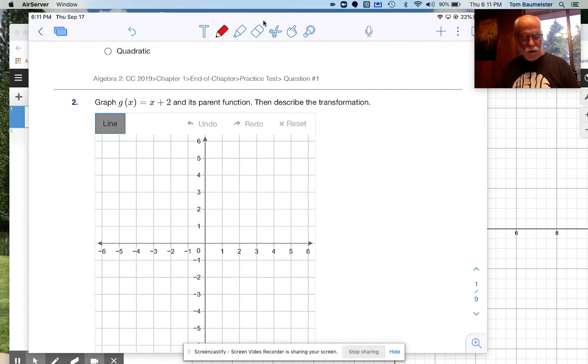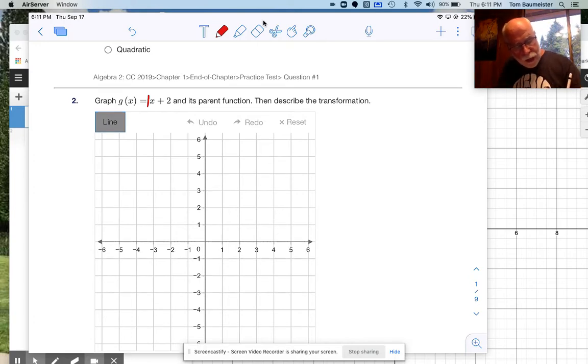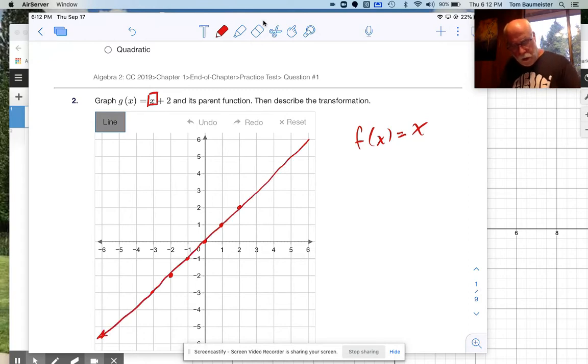On the second one, it says graph x plus 2 and its parent function, then describe the transformation. So remember, the slope in front of that x is 1. And remember, that parent function will just be f of x is equal to x. So remember, that means when x is equal to 1, y is equal to 1. When x is equal to 2, y is equal to 2, and so on like that. So then we should have something that looks like that. And that's our f of x is equal to x.